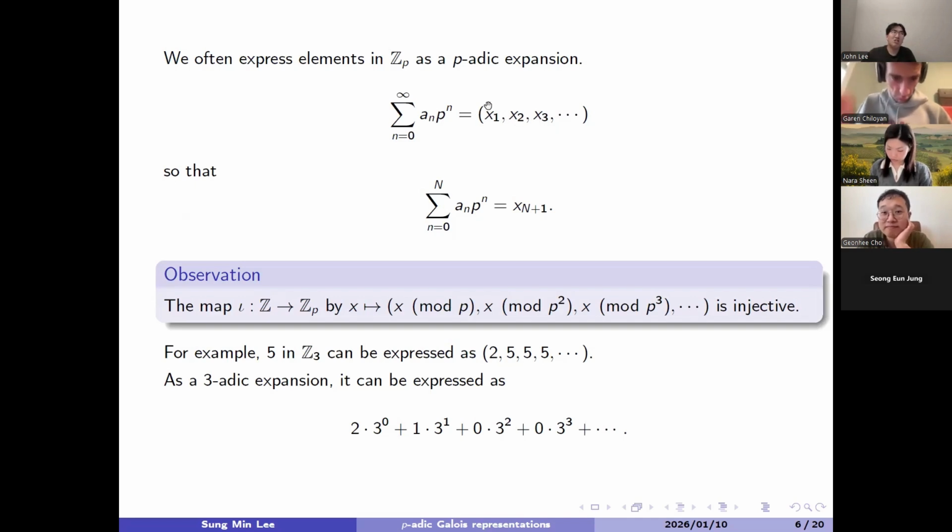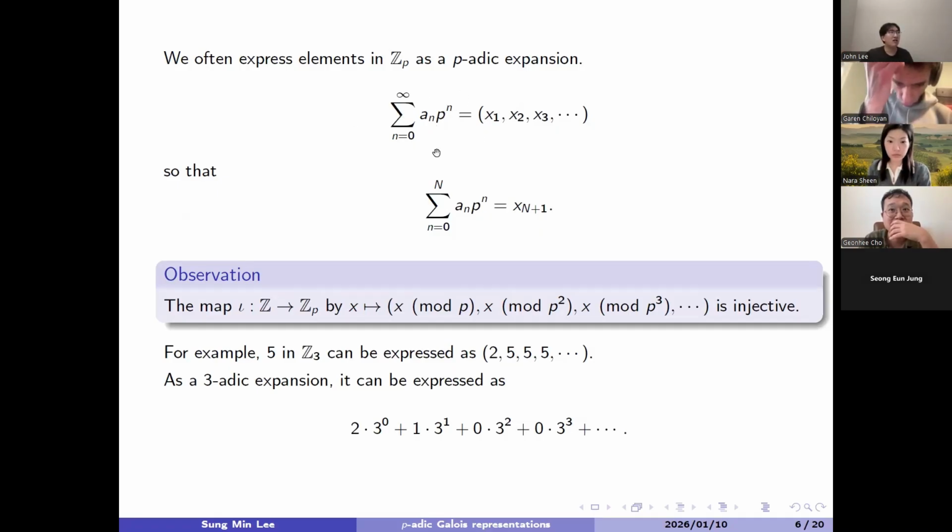Is my x2 congruent to x1 mod p? Is my x3 congruent to x2 mod p? And stuff like that. It's not really a hard job, but it's a little bit like too many details to take into account. So some people just write it down as an infinite series.